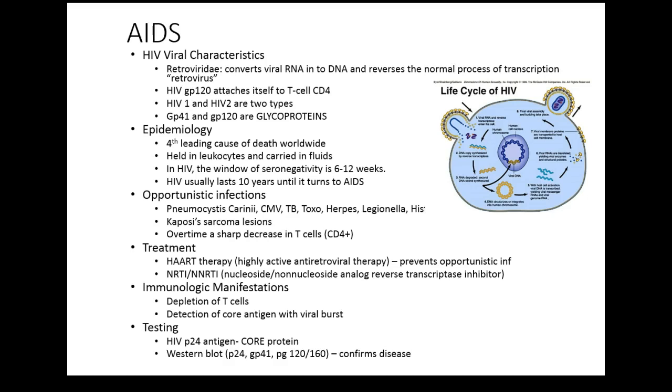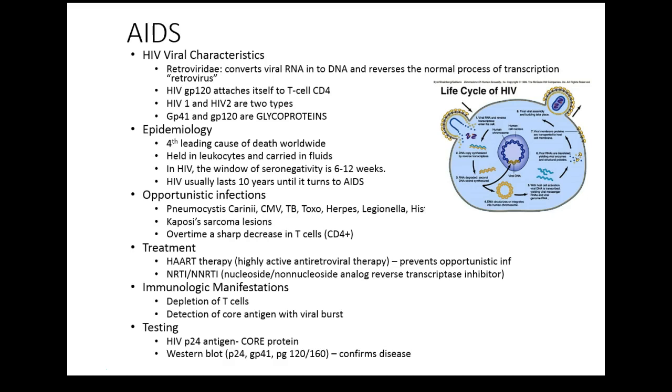In order to treat this, we give them HAART, highly active antiretroviral therapy, and the NRTIs, which are the nucleoside analog reverse transcriptase inhibitors. Those combinations help suppress that HIV infection so it doesn't switch over to AIDS. Once your CD4 becomes lower than your CD8s, you're considered to have AIDS, or less than 200 CD4s per, I think it's microliter.